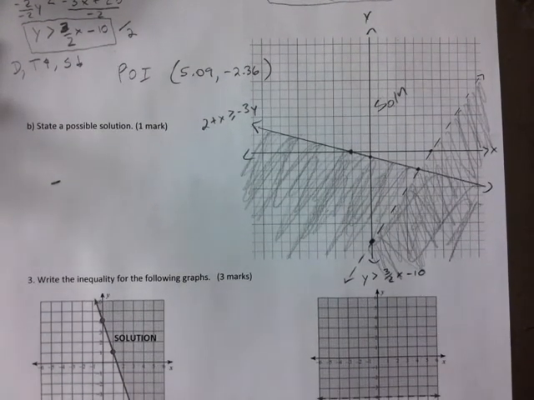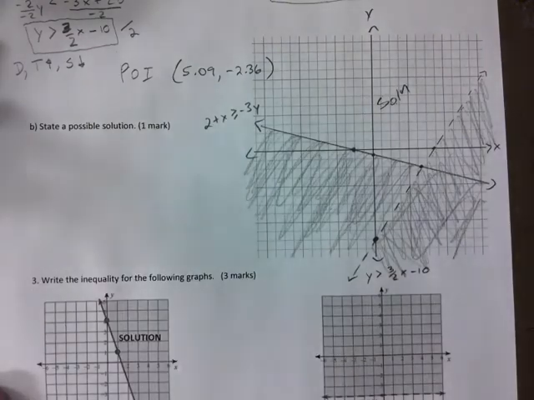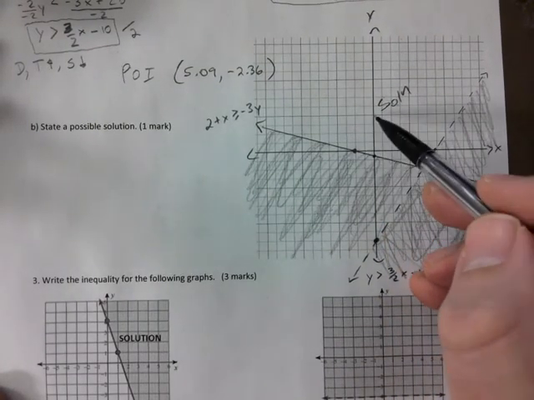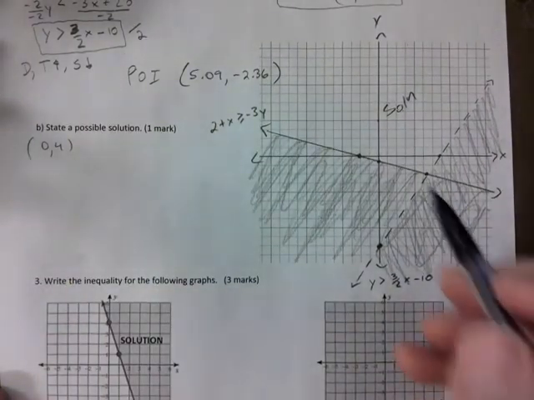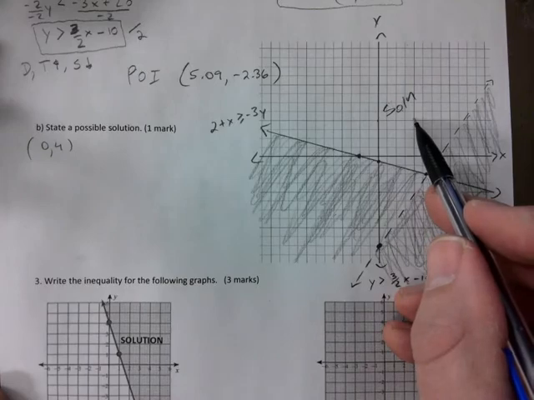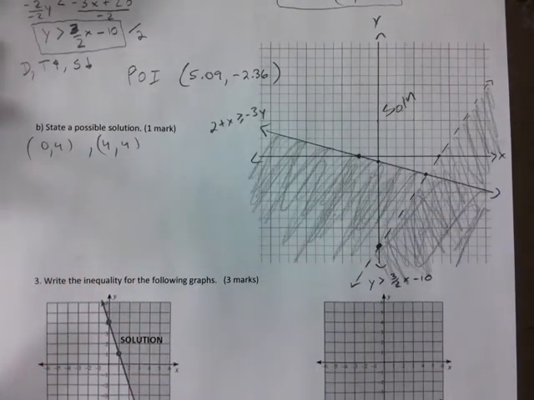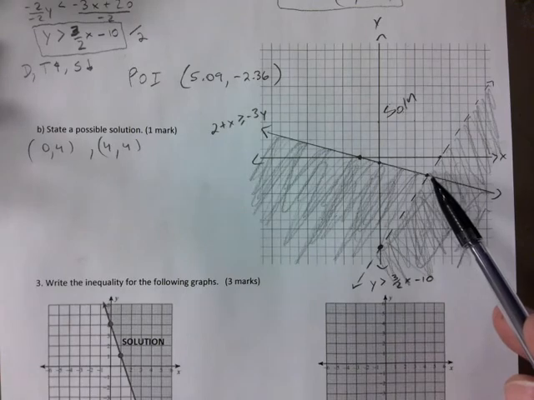Good. Now, state a possible solution. This is completely up to you. Anything in the white zone. So 0, 4 would do. You don't have to show your work. Or 4, 4 would do. Right? Anything that is in the solution region will do. Do not say point of intersection because one of them is dashed, so that one doesn't fly.